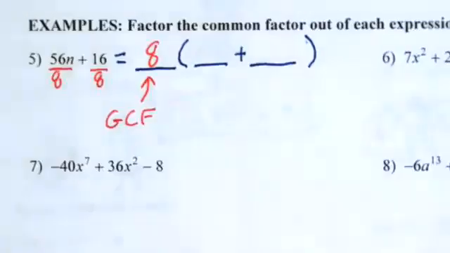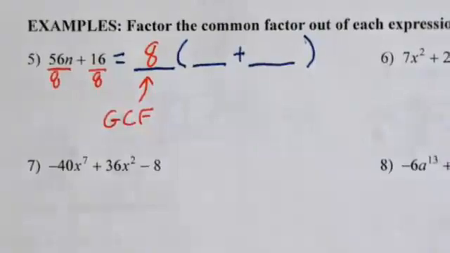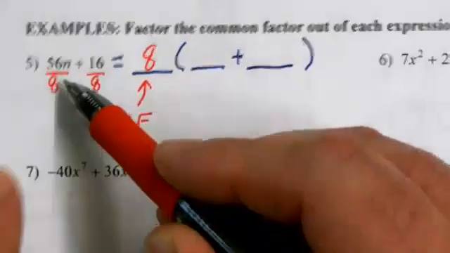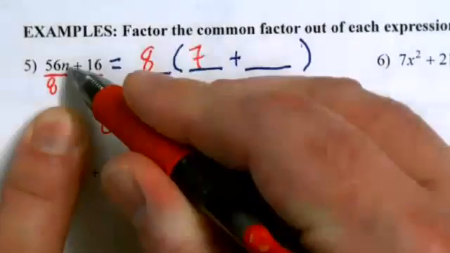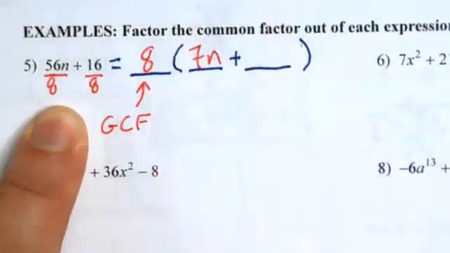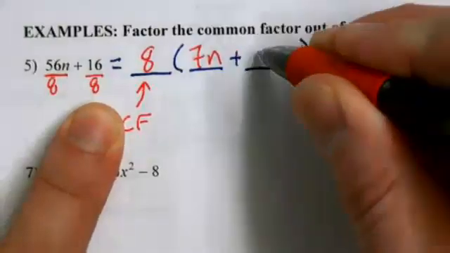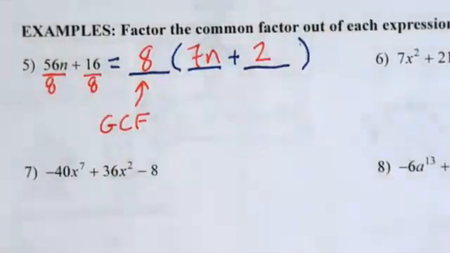Does anybody know what GCF stands for? Greatest common factor. Nice. So you've seen this before, huh? Good for you. So that's our GCF, because it was the greatest thing that we could factor out or divide out of both 56 and 16. Now, all we need to do is divide. What is 56 divided by 8? 7. And you see how this 56 had an n in it? We should probably put an n in here with that 7. And what about for our second term? What's 16 divided by 8? 2. And I think that's my final answer.